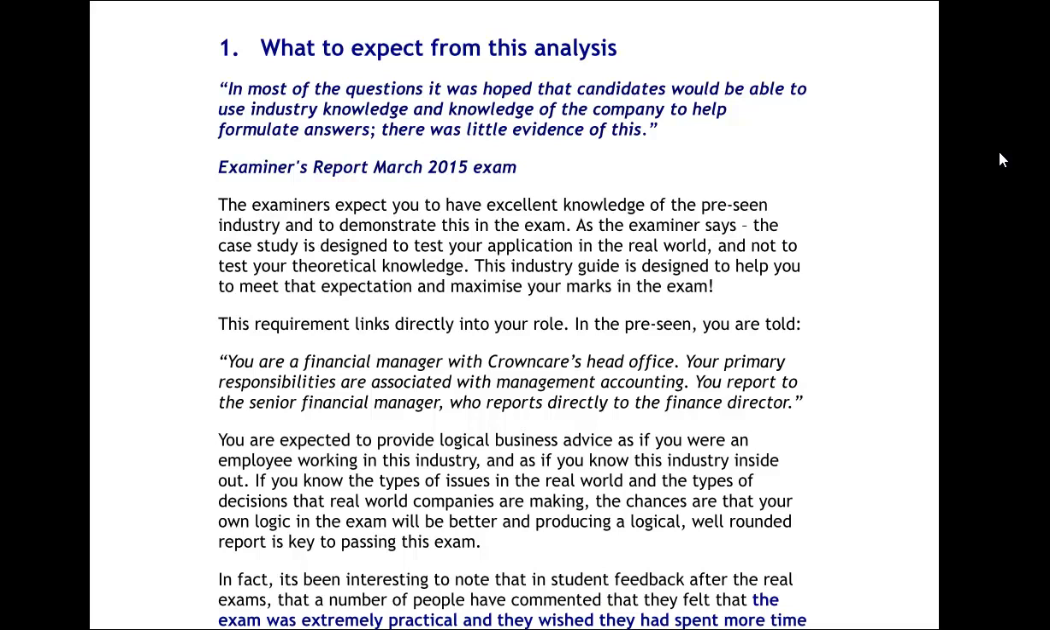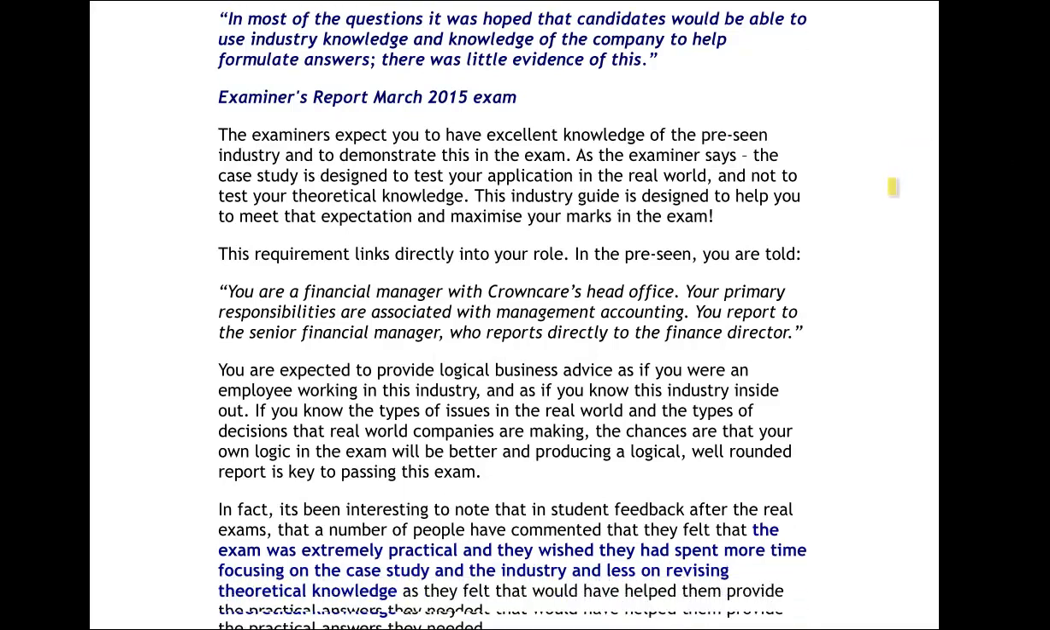Essentially, if you don't have any industry knowledge, you will sometimes be in a position in the exam where there's little embellishing points you can add in, which overall weakens your answer. So you do want a little bit of context where possible. And this is where the industry analysis comes in.